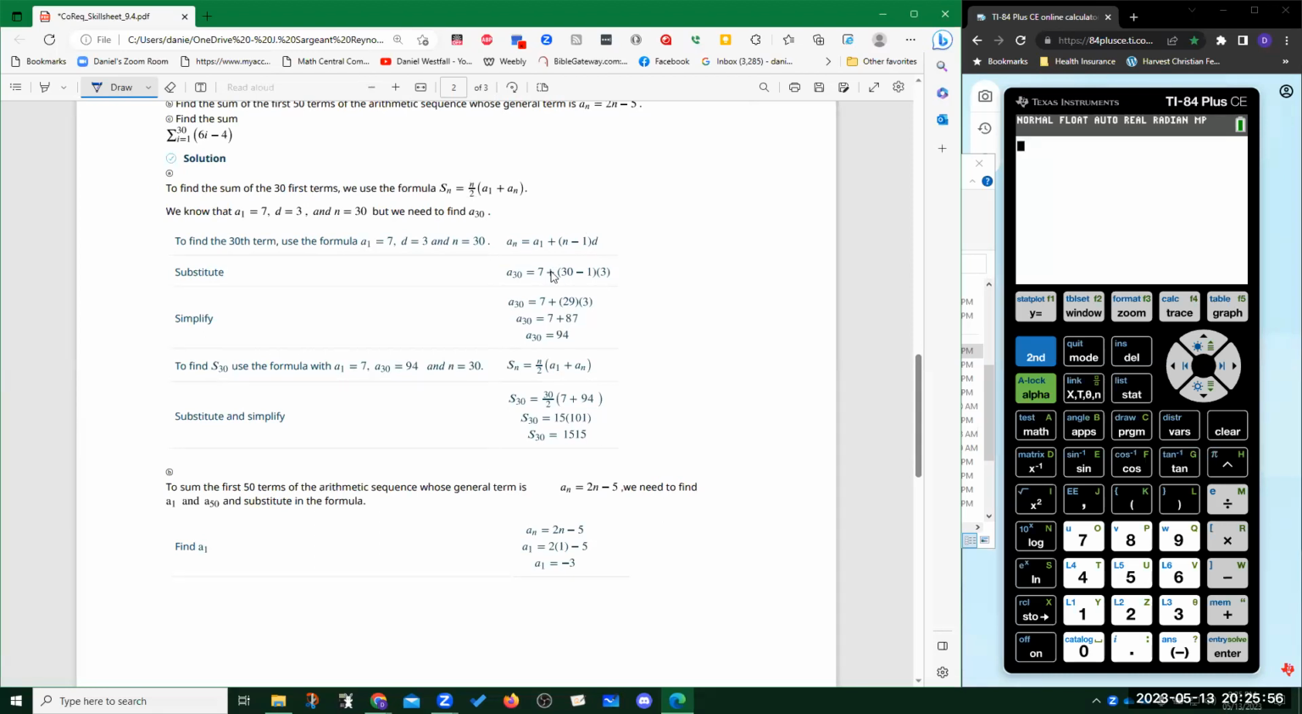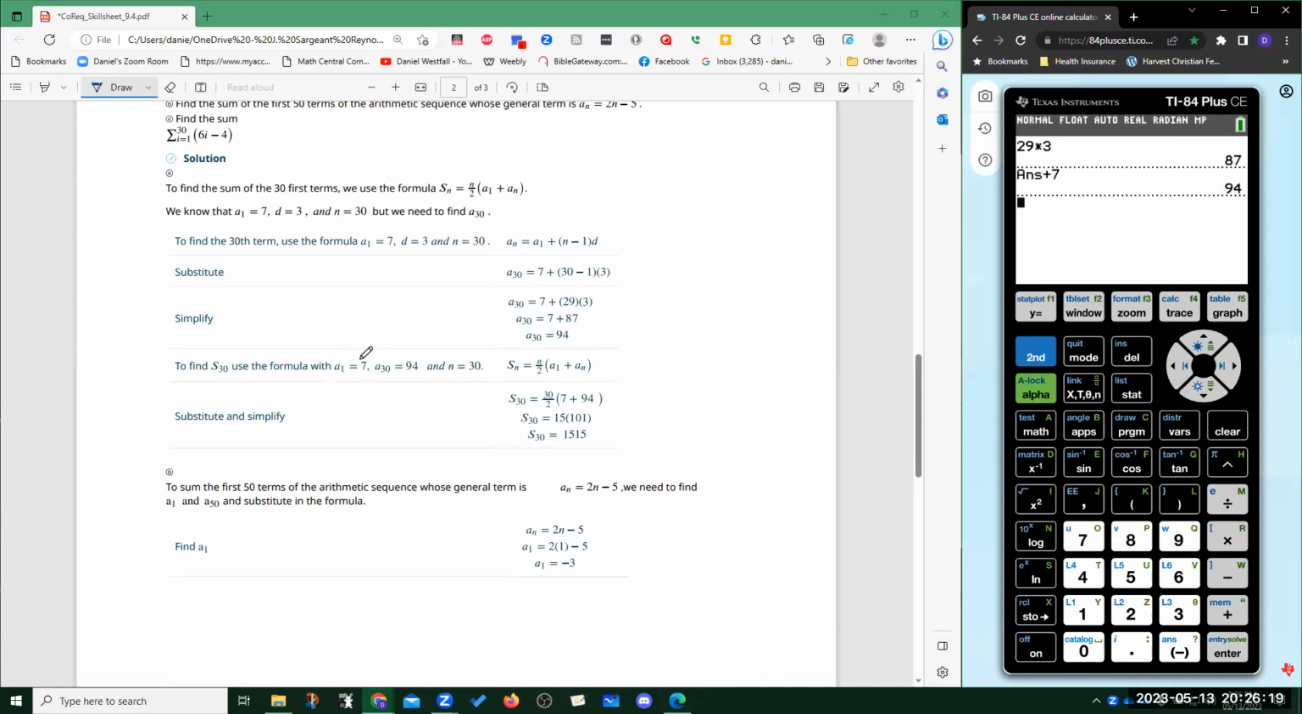That's going to give us 7 plus 29 times 3. In our calculator, we're going to see that 29 times 3 is going to give us 87, and then 87 plus 7 is going to give us this 94. So our 30th term is going to be 94.